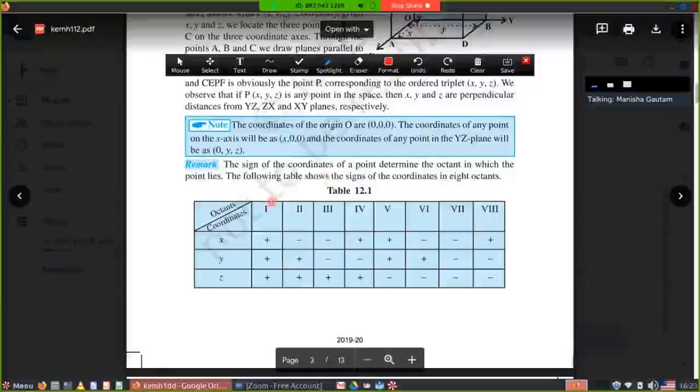If I'm talking about the first quadrant, it means points are all positive. In the second quadrant, x is negative, y and z are positive. Similarly, you can learn this pattern of 8 types of coordinates, which depend on the octants, in which octant the coordinate is lying.